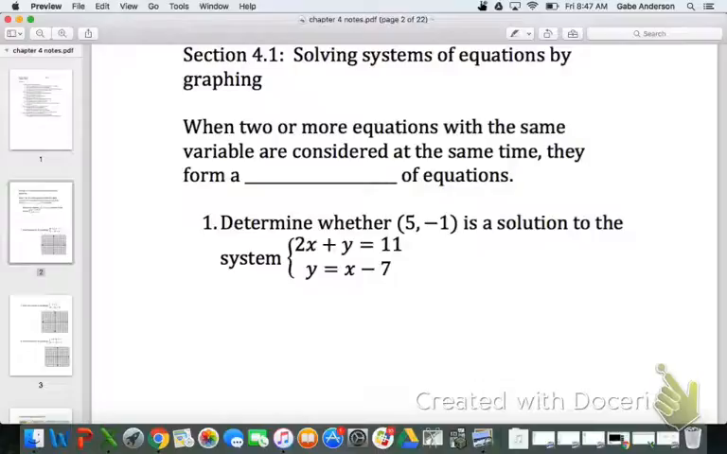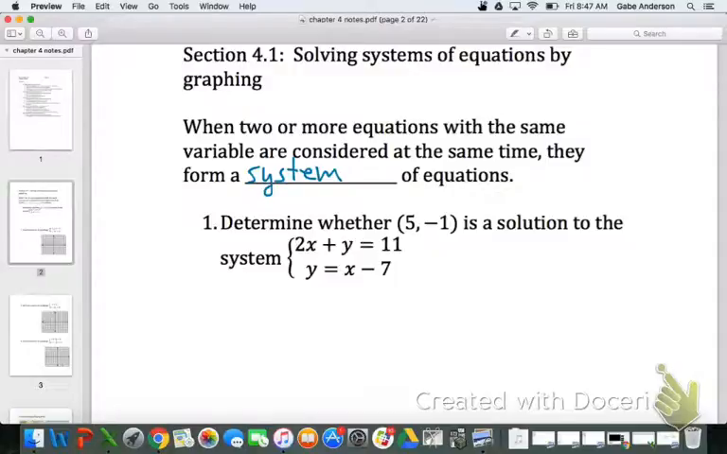So let's look at the little sentence here at the start. It says, when 2 or more equations with the same variable are considered at the same time on the same graph maybe, they form a, Alec? System. Yes, that's what we're talking about in this chapter. System of equations. That's the terminology. So system of equations simply means that you've got more than one line happening at the same time on the same graph perhaps.